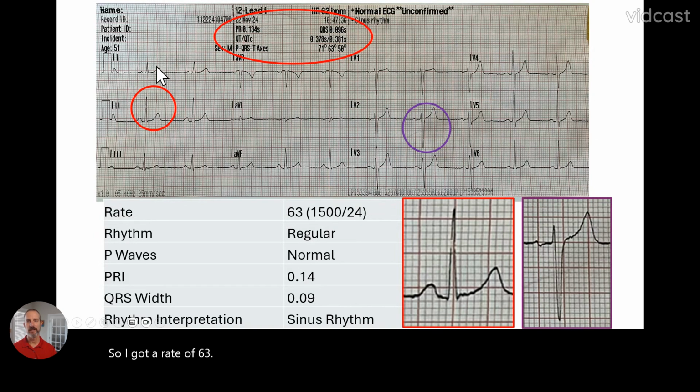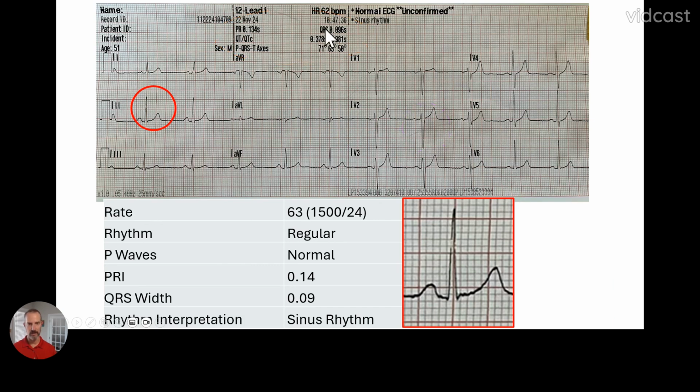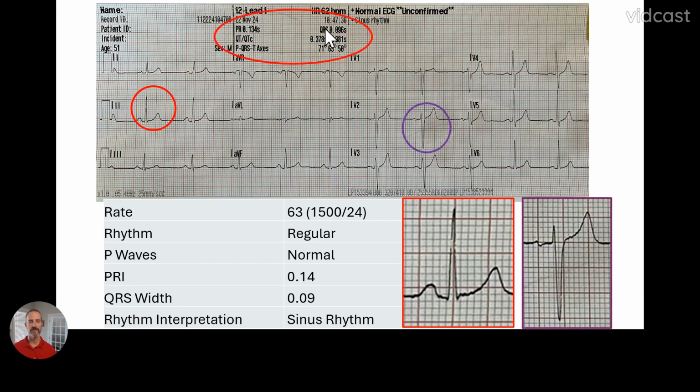If you count the boxes up here, you get 24 boxes into 1500. Comes out to 62.5, so rounding it up. And you can see it's covered by this, but I'll take that away. You can see the machine got it at 62, so pretty close. And the rhythm is regular. If you count a few of these, you'll see they're 23 boxes apart. There's one or two of these that's 23 boxes apart, but that's only one box in deviation. So remember, you're going to call that regular.